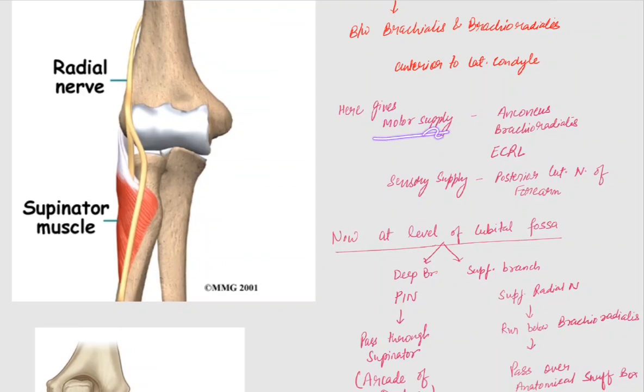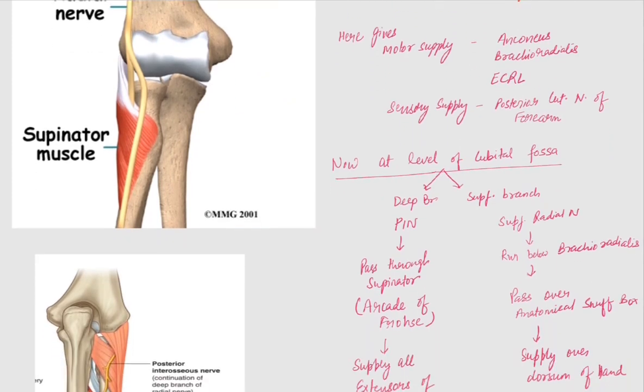Here it gives motor supply to anconeus, brachioradialis and extensor carpi radialis longus, and sensory supply to the posterior cutaneous nerve of forearm. Now at the level of the cubital fossa, the radial nerve divides into two parts. First one is the superficial branch and the other is the deep branch. Deep branch is also known as the posterior interosseous nerve.